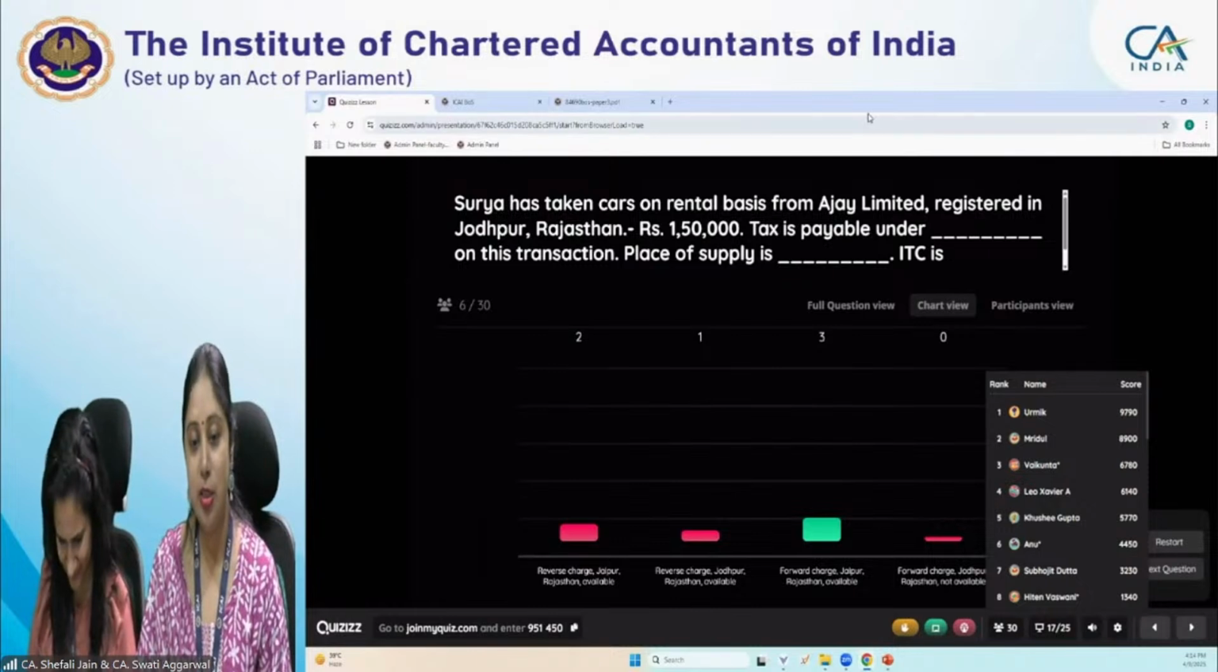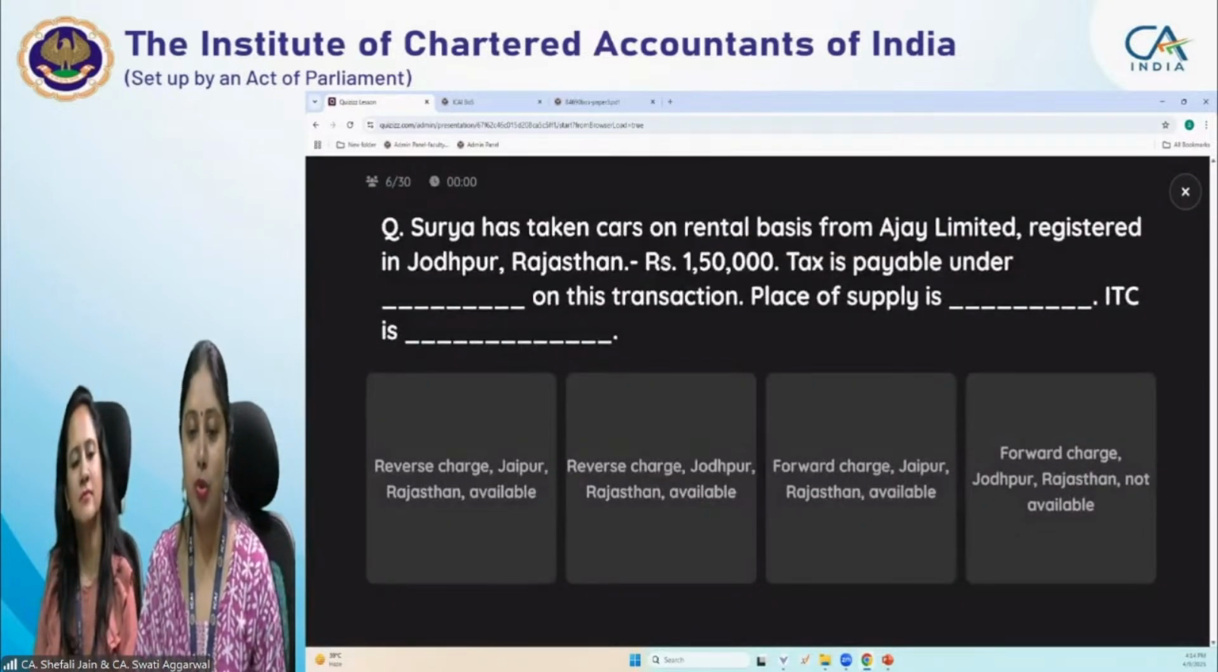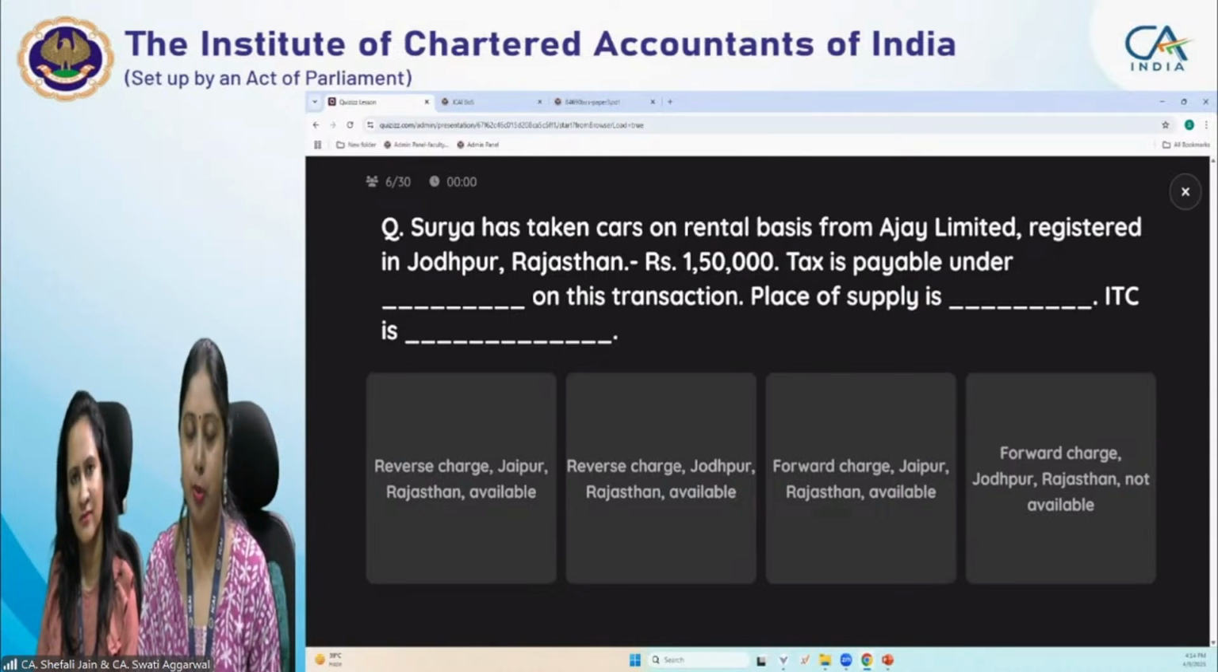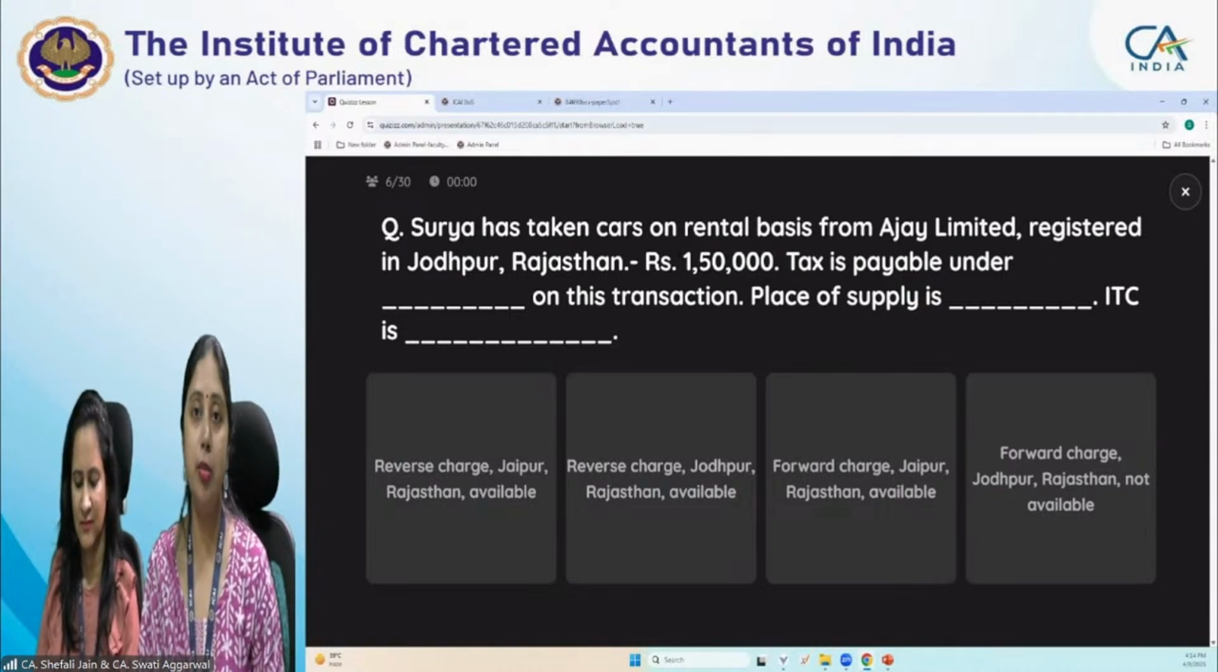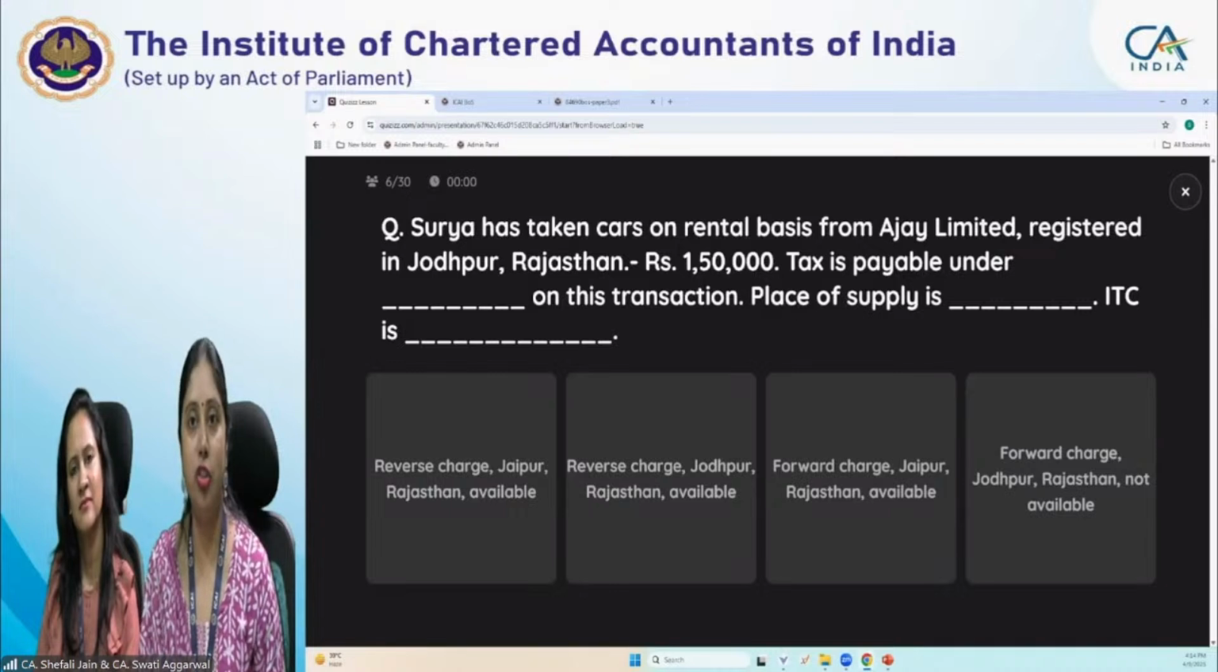Let us see this question. Now, Surya has taken cars on rental basis from Ajay Limited. So, Ajay Limited is the service provider who is a body corporate. Surya is a non-body corporate. First of all, this is a taxable service, and you know that there is no exemption for this particular service. The second question now is whether tax is payable under reverse charge or not.